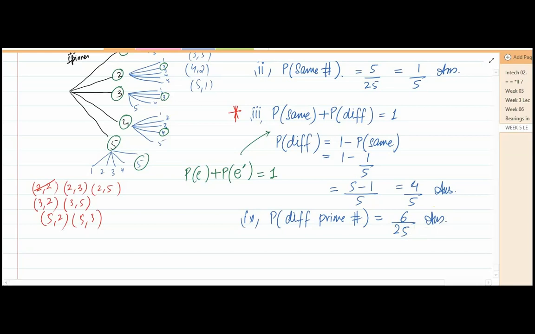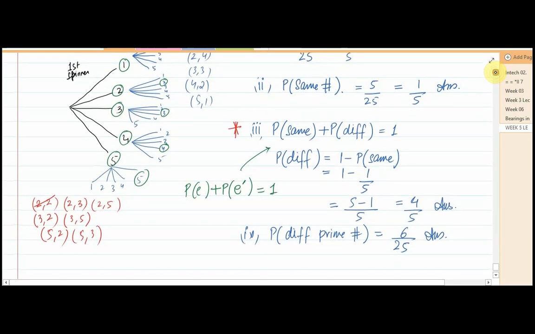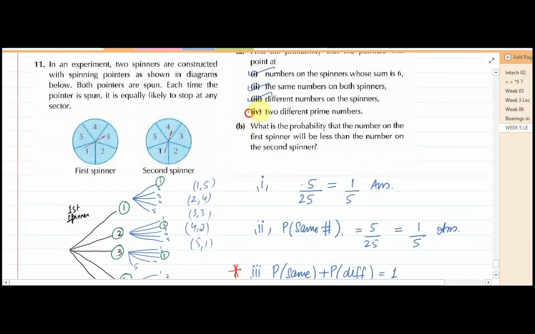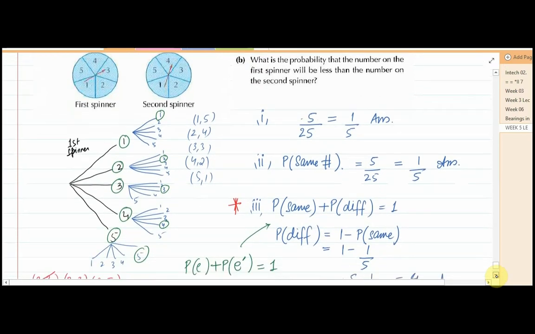If instead of different prime numbers it says only prime numbers, then I will add 2 comma 2, I will add 3 comma 3, and I will add 5 comma 5. Since it is mentioned that prime numbers should be different, I cannot take two same prime numbers. So that was your part 4. After that, what is the probability that the number on the first spinner will be less than the number on the second spinner? The number on the first spinner should be less than.